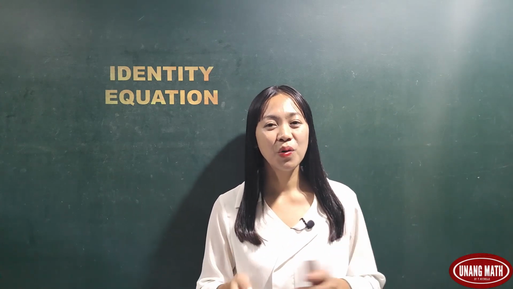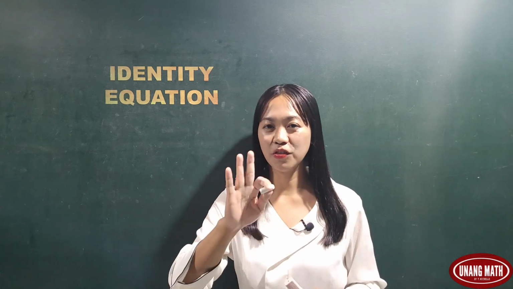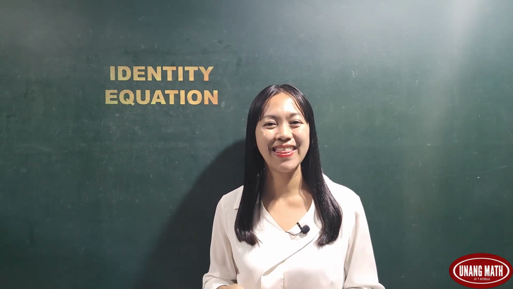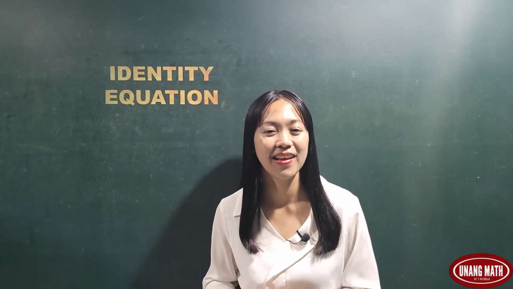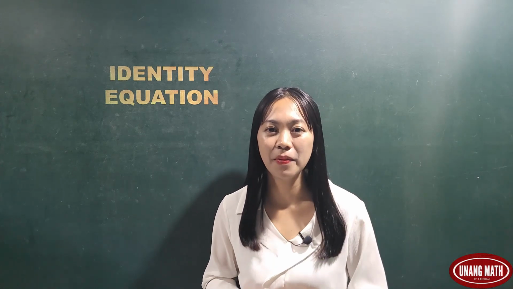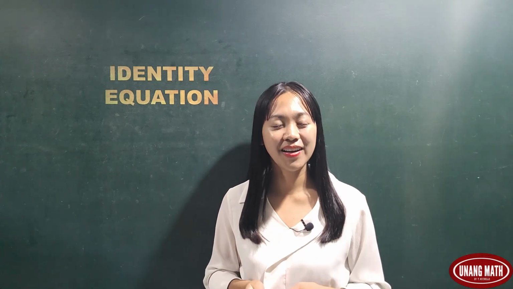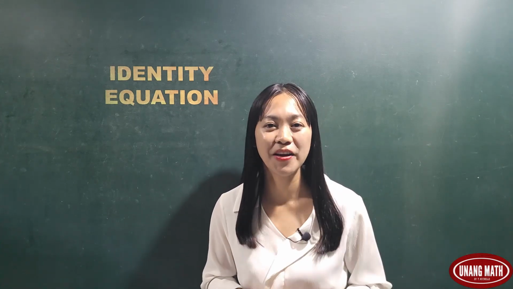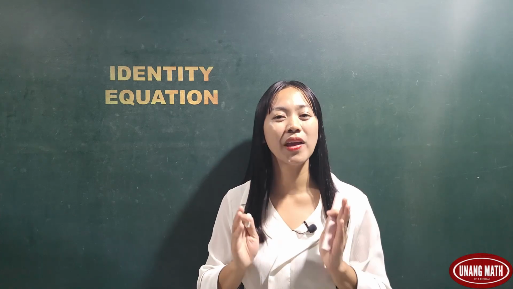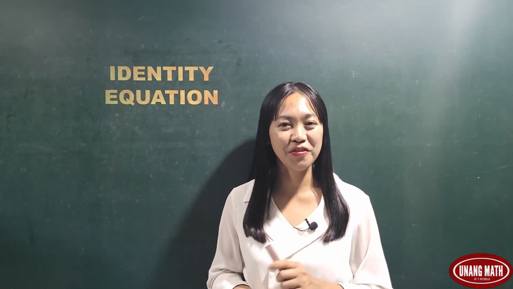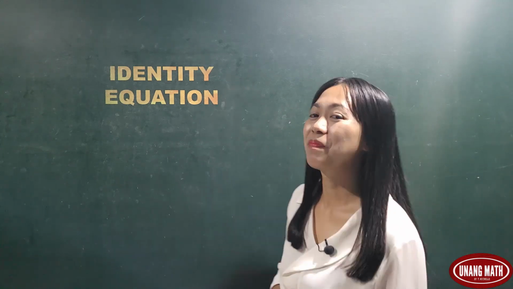Last episode, we already studied what equations are, and I mentioned three conditions so we can say that it's an equation. First, an equation has an equal sign. Second, an equation has a variable. And lastly, an equation can be true or false regardless of the values of the variable. How about if an equation is always true regardless of the values of the variable? That is what we call an identity equation.